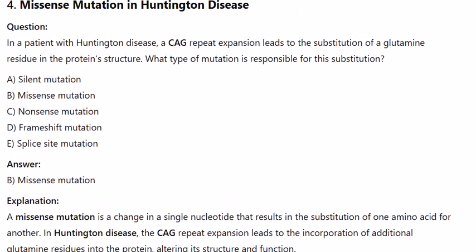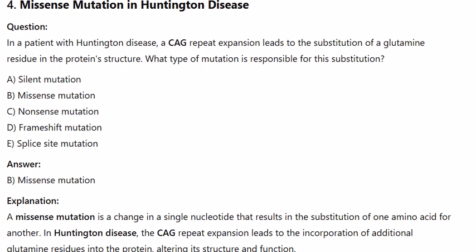Question: in a patient with Huntington disease, a CAG repeat expansion leads to the substitution of a glutamine residue in the protein's structure. What type of mutation is responsible for this substitution? A. Silent mutation. B. Missense mutation. C. Nonsense mutation. D. Frame-shift mutation. E. Splice site mutation. Answer: B.